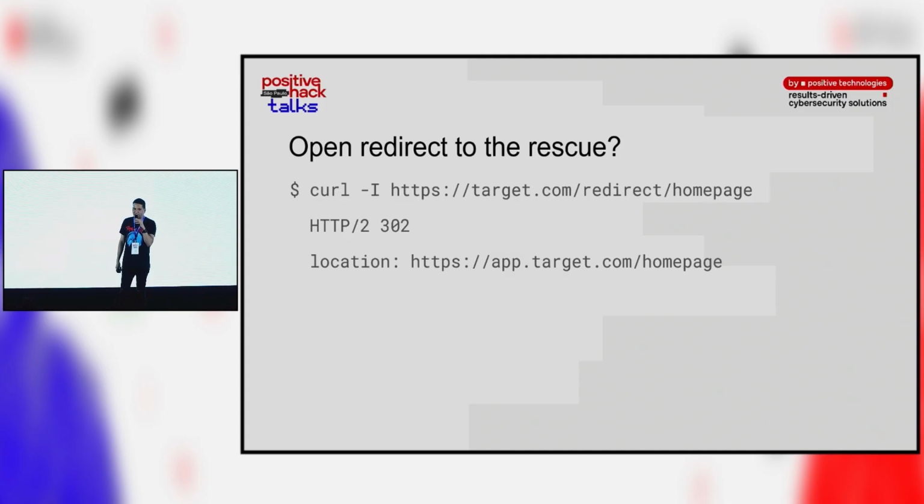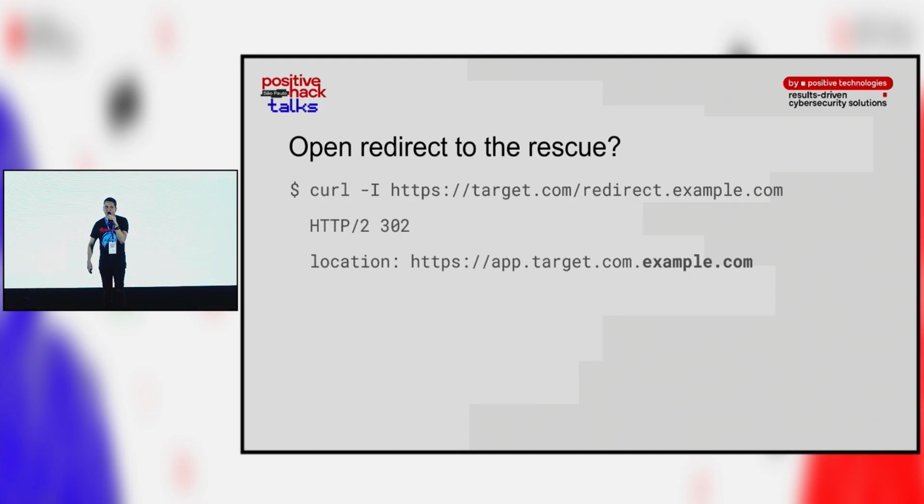So I found that the target had an endpoint like this. If we went to target.com/redirect/homepage, we would get redirected to app.target.com/homepage. And what I found was that the slash wasn't required. We could put anything after redirect, and that would be appended to the app.target.com subdomain.